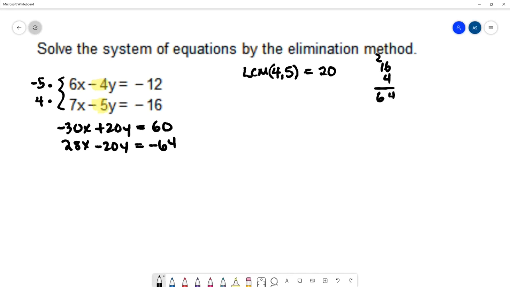So now we've got exactly what we want. We're planning to eliminate the y's, and the y's have coefficients of the same number with the opposite sign. So now we're going to add these equations together. We add the like terms together. Negative 30x plus 28x will be a negative 2x. The y's will eliminate. 60 minus 64 is a negative 4.